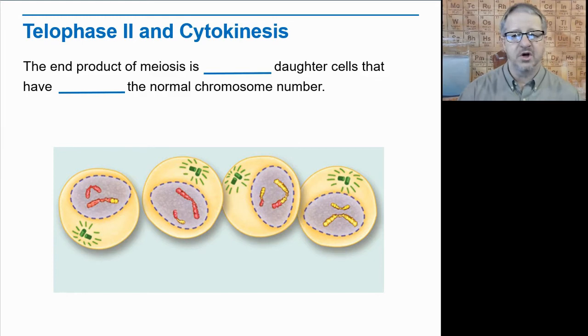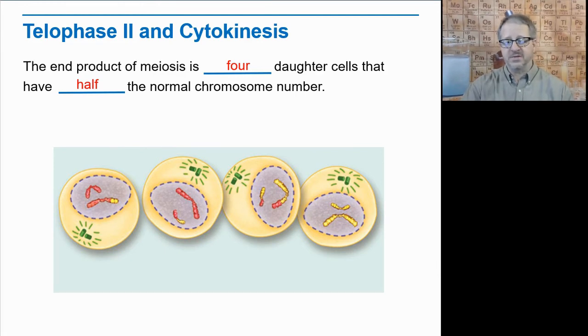So, what is the chromosome number of each cell? The answer is 2. What is the chromosome number of the original parent cell? Well, according to this illustration, it would be 4. So, how many haploid or one-n daughter cells are produced at the end of meiosis II? Well, hopefully you said 4. So, meiosis results in cells that have half the normal chromosome number.